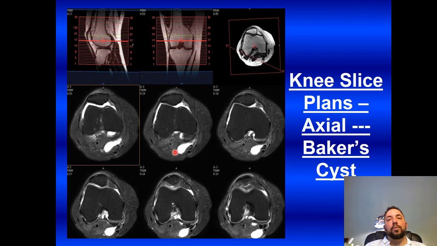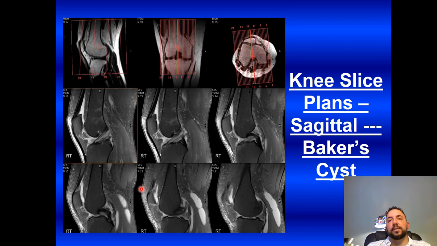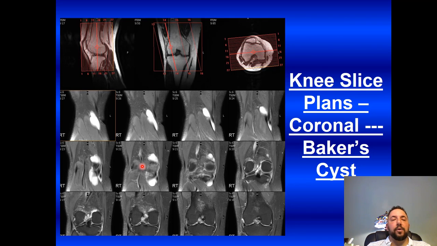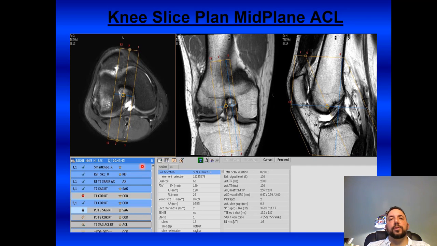Baker's cyst, posterior located. How do we know it's a cyst? Because on T2 or T2 fat sat, we get a lot of hyperintense or bright signal intensity. Again, Baker's cyst, when you run your coronals, you want to make sure that you're back enough and through it in its entirety. So again, a good pathology that you see, patient will complain of a lot of posterior swelling.